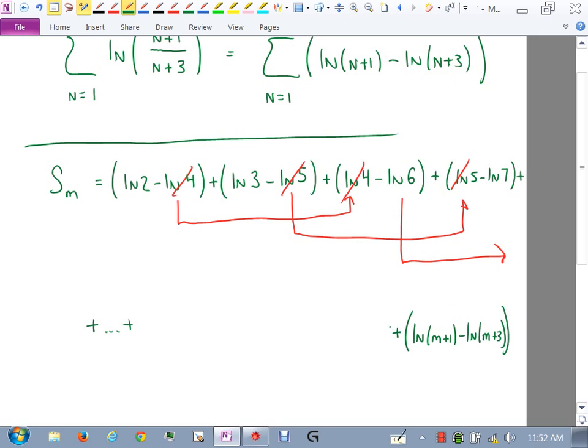The one right before it would be ln m minus ln m plus 2. The one right before that should be ln m minus 1 minus ln m plus 1.